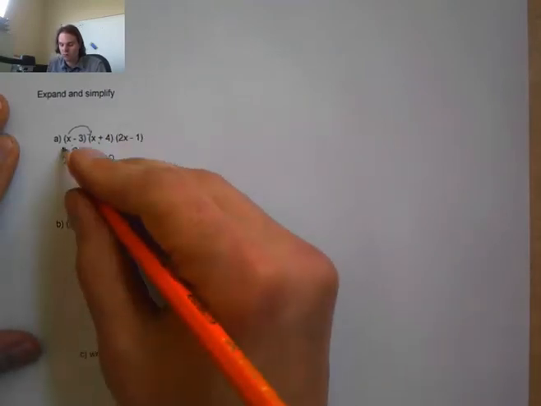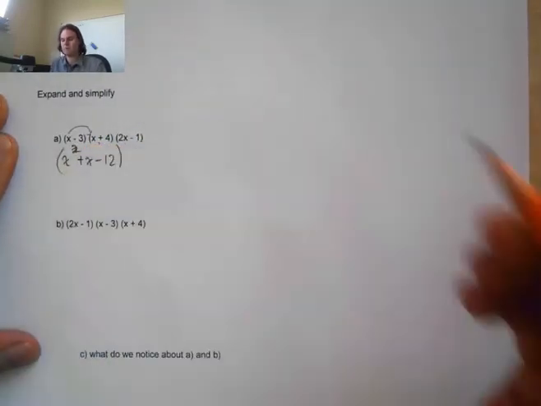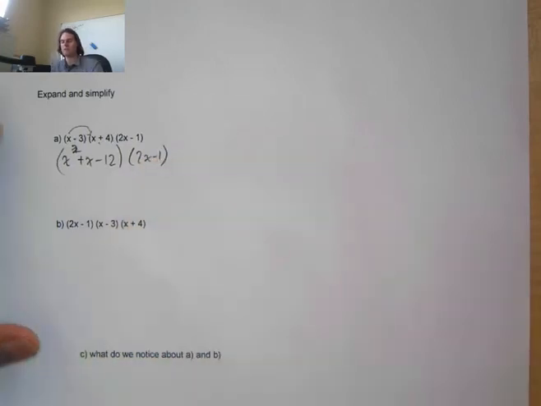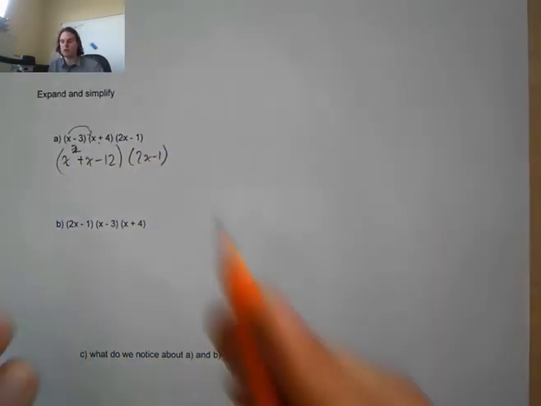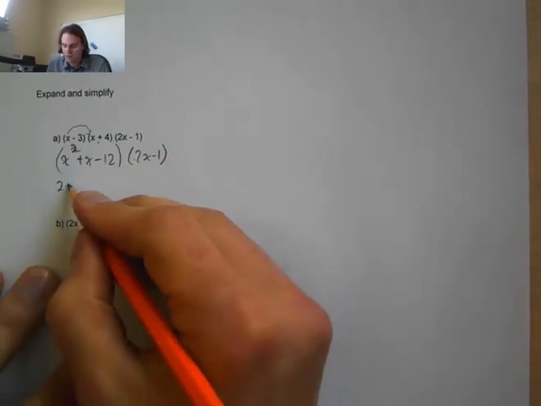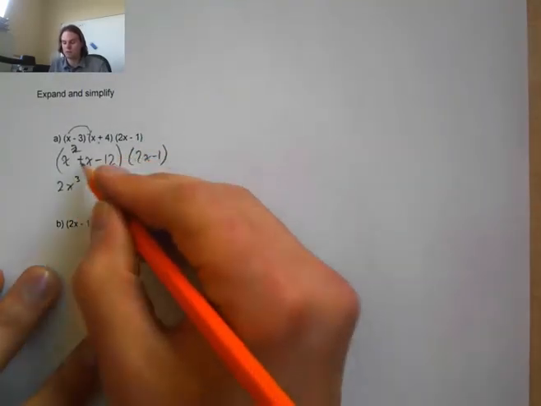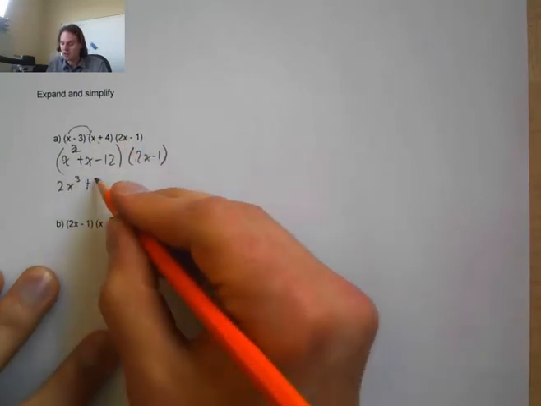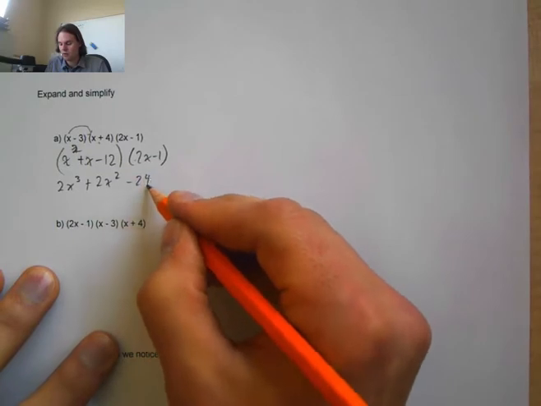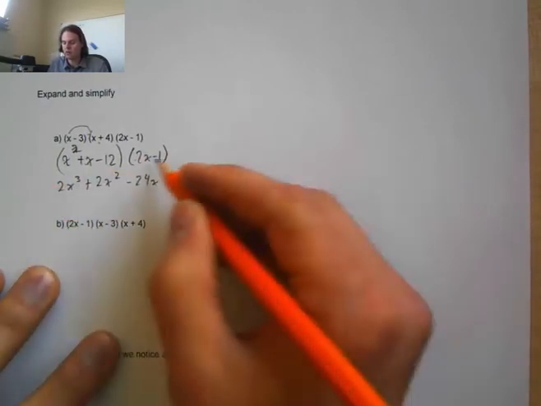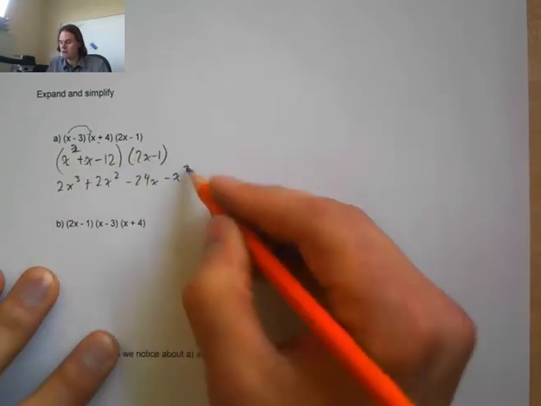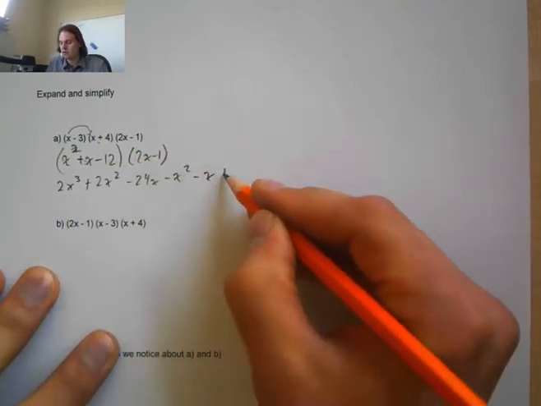Now, I want to multiply all this by 2x minus 1. Now this is the new part. So I have to go 2x multiplied by x squared, which is going to give me 2x to the power of 3, and 2x multiplied by x gives plus 2x squared, and then we have minus 24x. Now I have to multiply all this by negative 1. So that gives me negative x squared, negative x, plus 12.